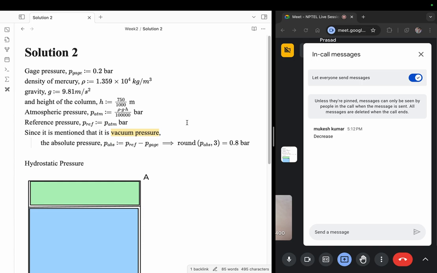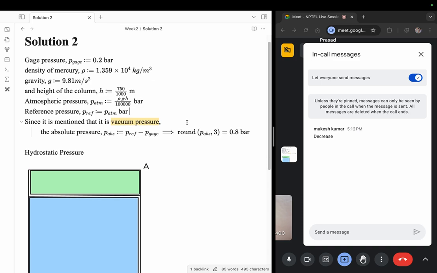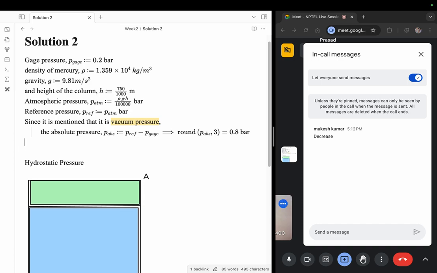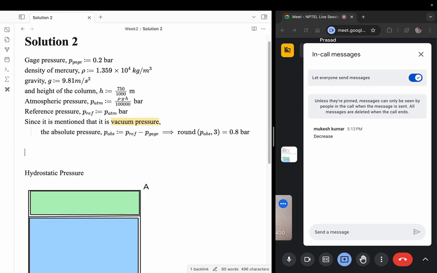Sir, absolute pressure equal to reference pressure minus gauge pressure. See, so basically you can have two different scenarios. P gauge is actually P absolute minus P reference. So this is how you define the normal definition. But whenever I say it is a vacuum gauge, which means you are taking the negative of it. So P gauge is actually a negative value.